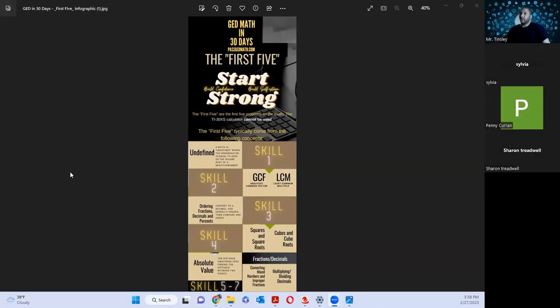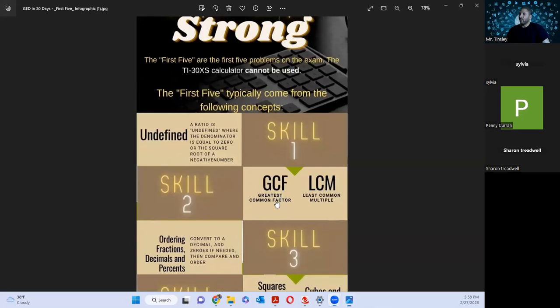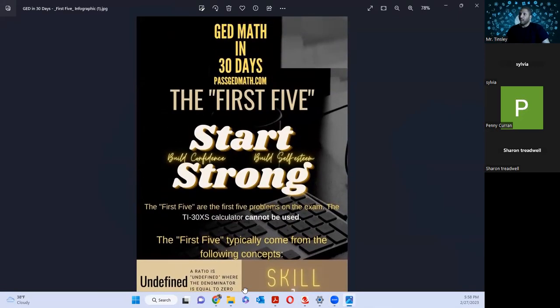So the first thing you should see is an infographic I made a while ago. The reason why I made this graphic is because as I sat in on a lot of adult education classes, they really didn't put importance on the first five. The first five are the ones that you cannot use your calculator for. That's why I have here, start strong. If you get the first five right, it's going to build your confidence. It's going to build your self-esteem.